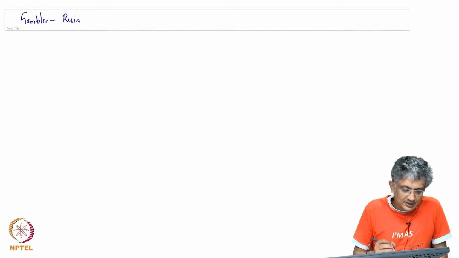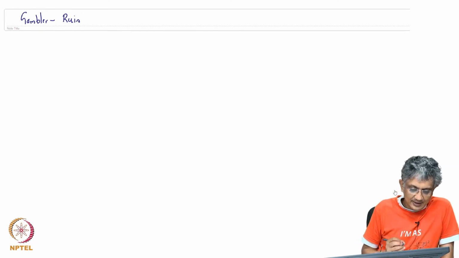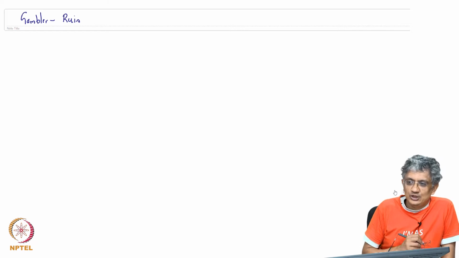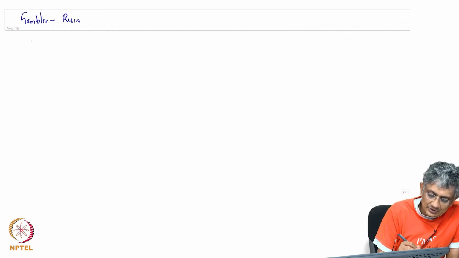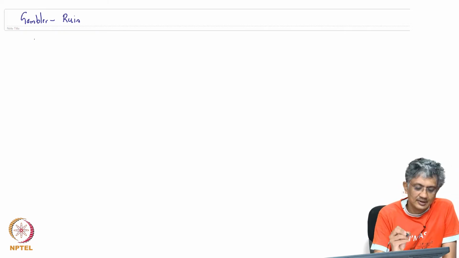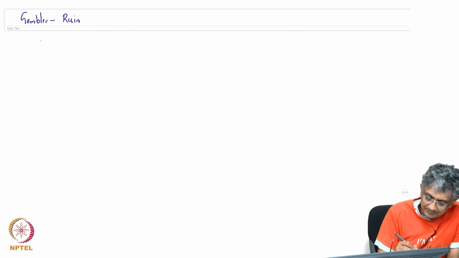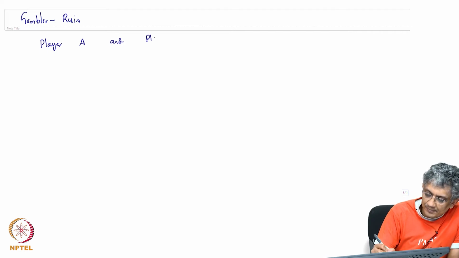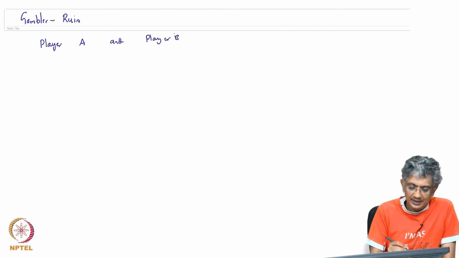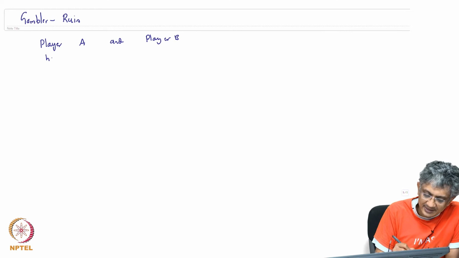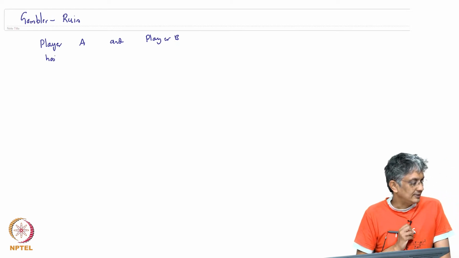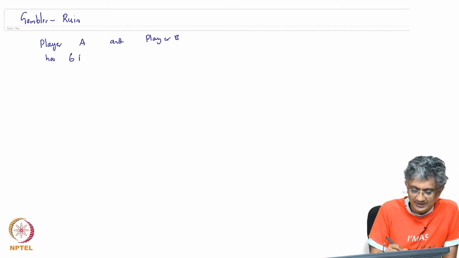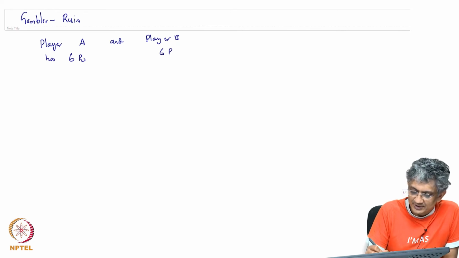So in this example, I'd like to discuss an interesting idea. Let's say 2 people play a game. Let's say there's player A and player B. So they play a game. Player A has, let's say, 6 rupees, and player B also has 6 rupees.